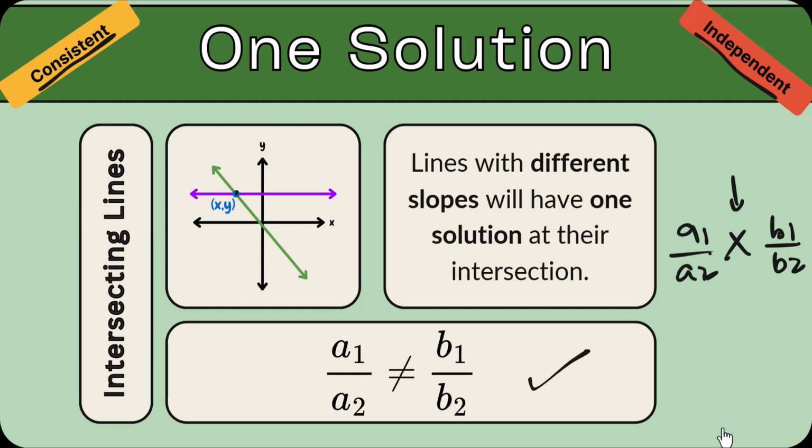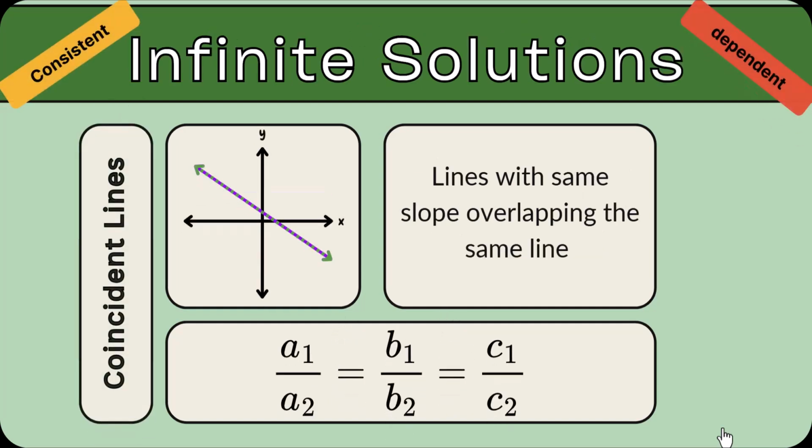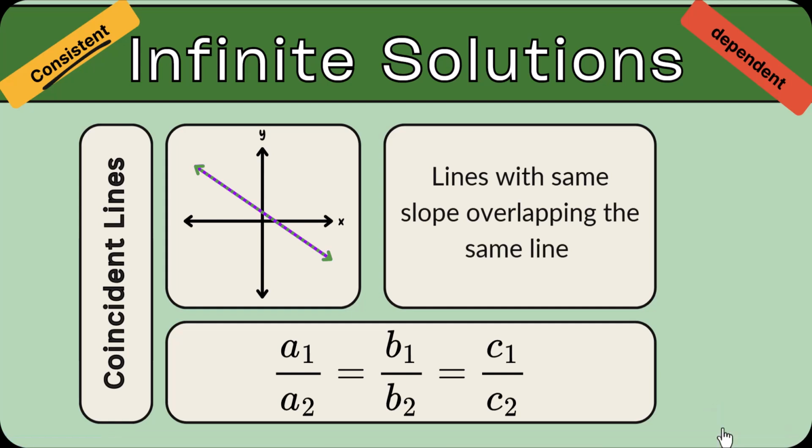Now let's look into the next aspect, infinite solutions. It is consistent, because we are getting a solution. If you're getting a solution, it is consistent. This is when the lines overlap the same line, or are coincident lines, right? So coincident lines or overlapping lines. Every point on it is a solution. Every point on it is overlapping, right? So a1 by a2 is equal to b1 by b2 is equal to c1 by c2 is the ratio of the coefficients.